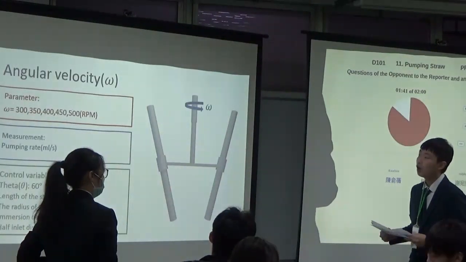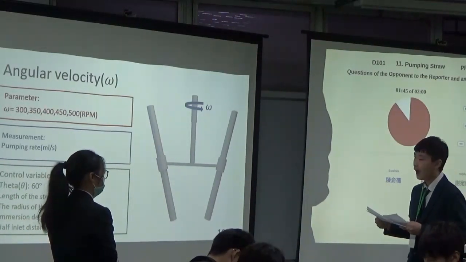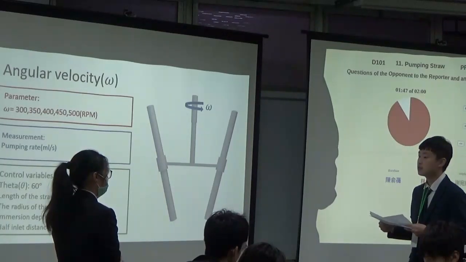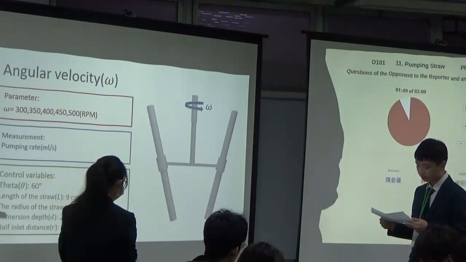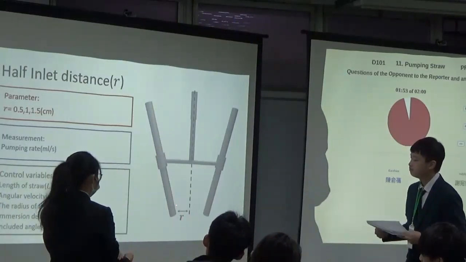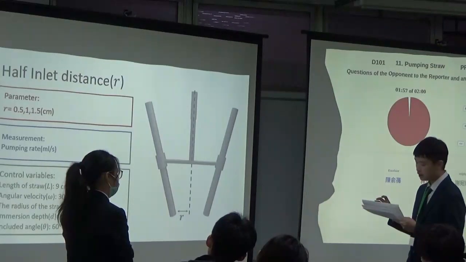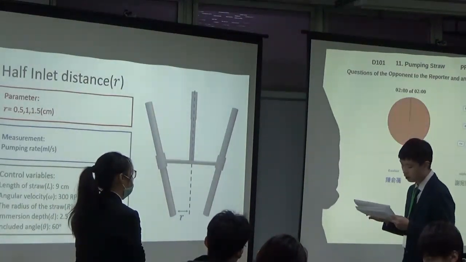Okay, understand. And next is, what's the definition of half inlet distance? Since this is the inlet part, right? Okay. This is the inlet part. So the distance from the middle part to the inlet. Okay, understand. And the last question is about the, okay.